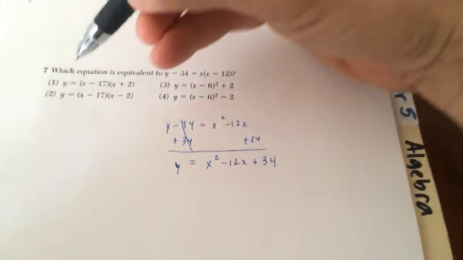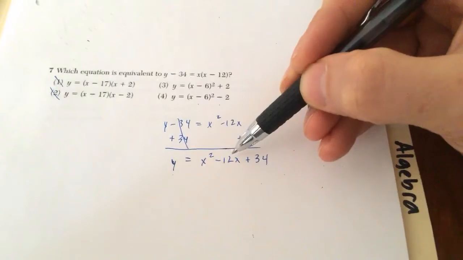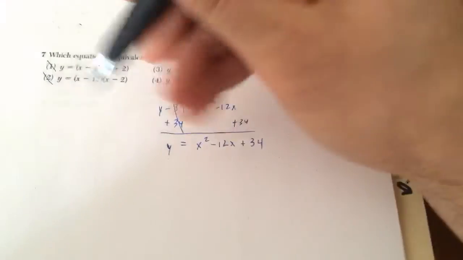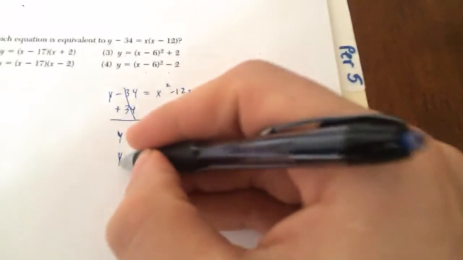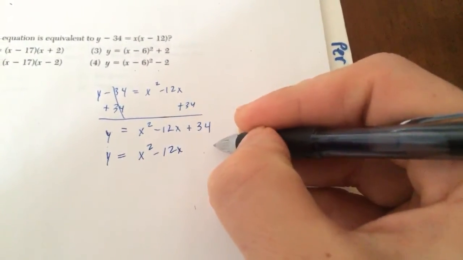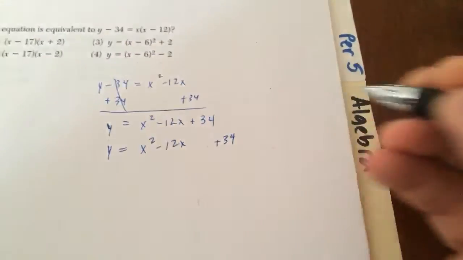This expression does not factor to either of these two because the middle term in this case is 12 and not 15 for that one, and it's not 19 for this one. This has elements of completing the square. So what I'm going to do is just move over my 34.